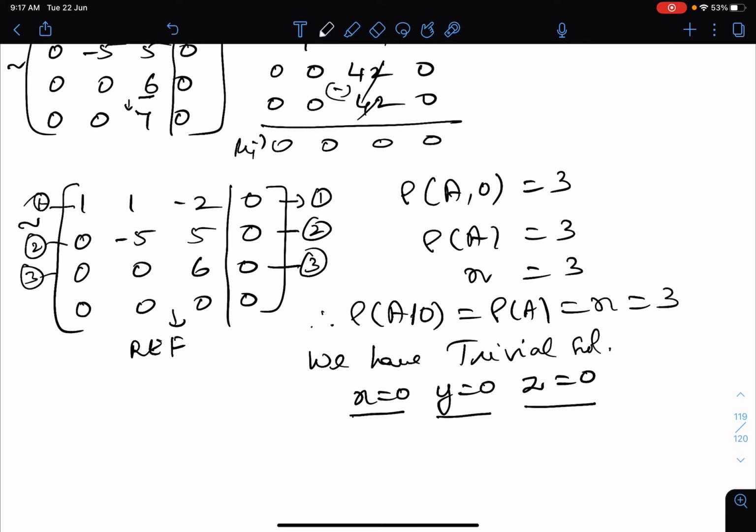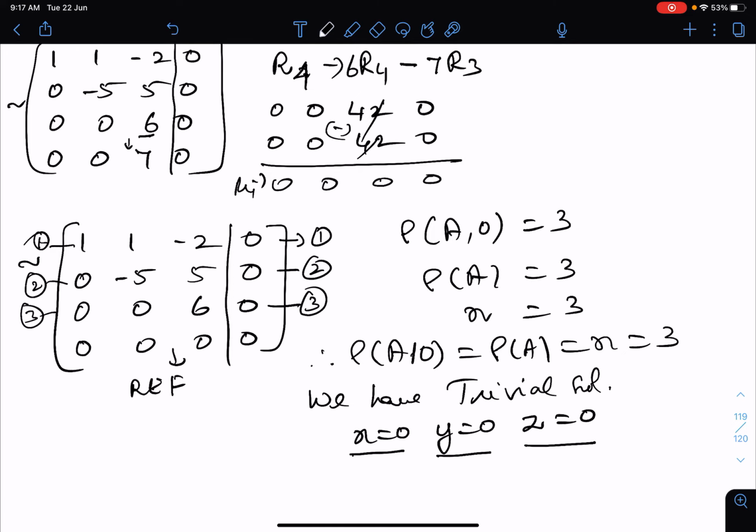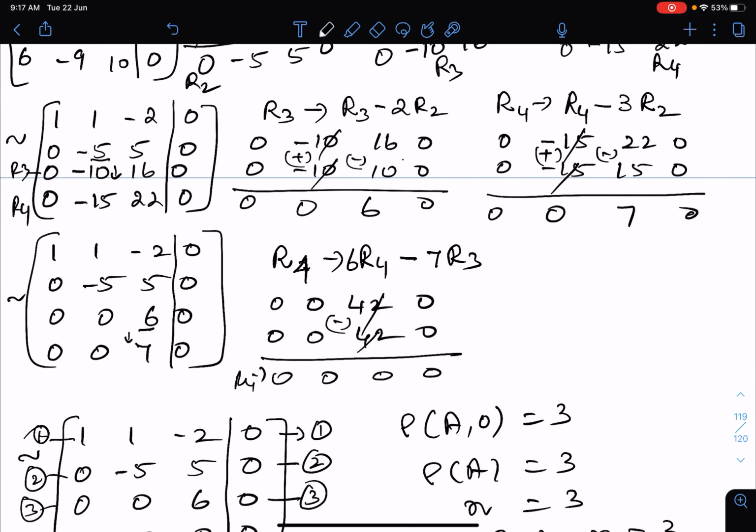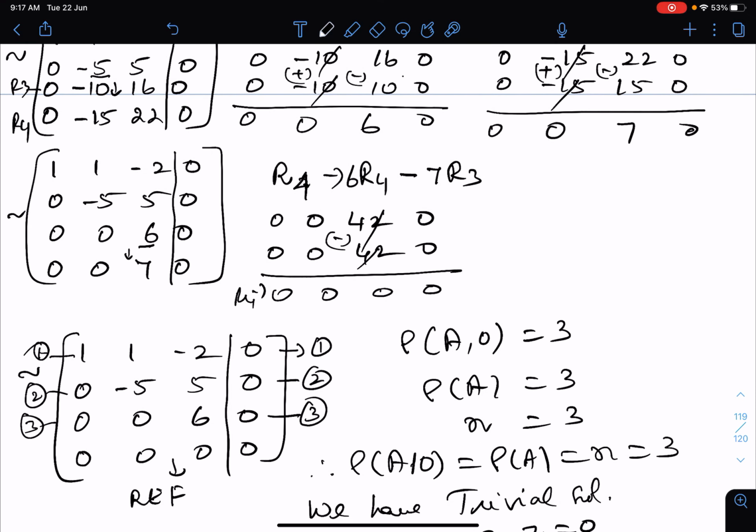Hope you understood this. Very easy, the same method as you did in the last exercise. Only difference is you are going to write the trivial solution. If it is trivial solution, very easy, just write x equal to 0, y equal to 0, z equal to 0. For non-trivial solution only, you have to substitute an arbitrary constant if it is 2, and if it is 1, 2 arbitrary constants, and then find the solution for the remaining variables.